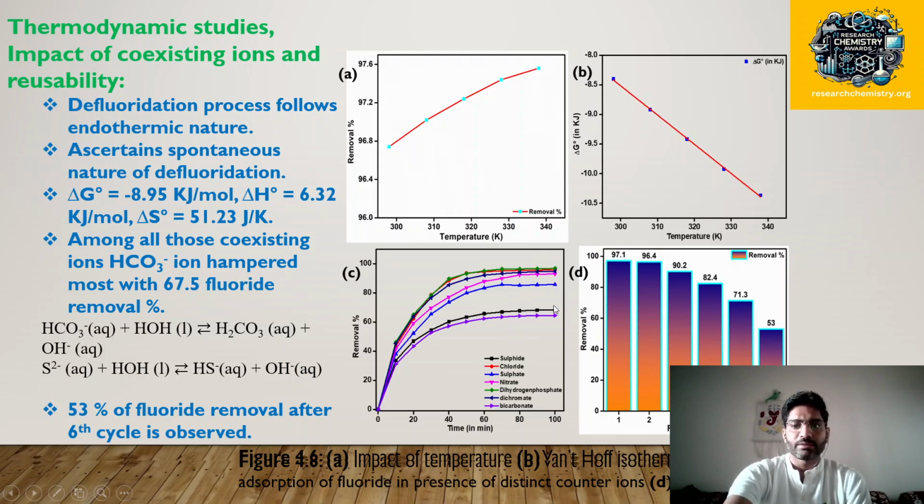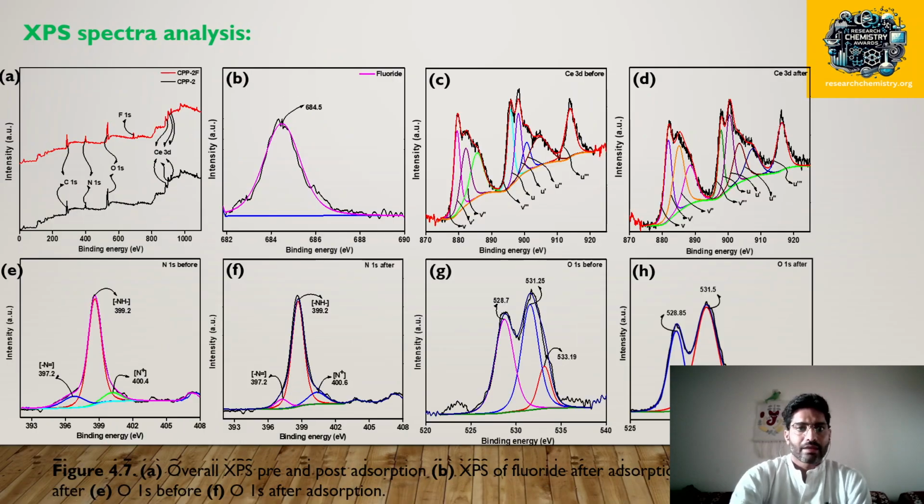Again, reusability cycles have been tested. It has been looked into for up to about 6 cycles, and nearly 53% of the fluoride removal was still successful. Later on, in order to understand the complete mechanism behind the fluoride adsorption, spectral analysis has been carried out, and this is the spectra of the material before adsorption and after adsorption.